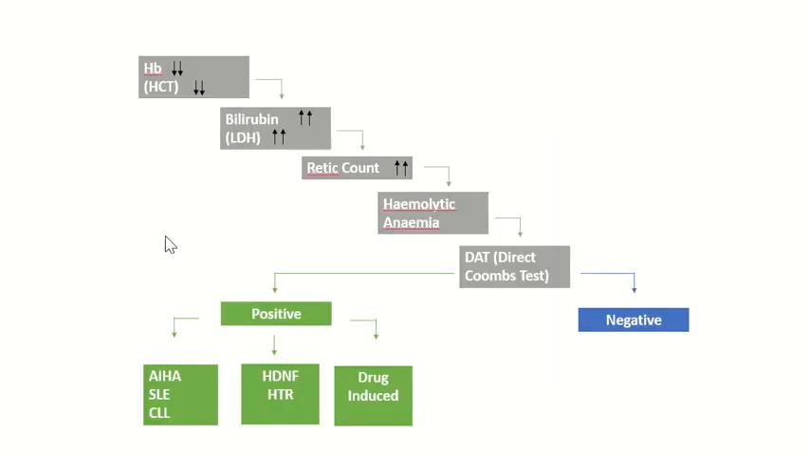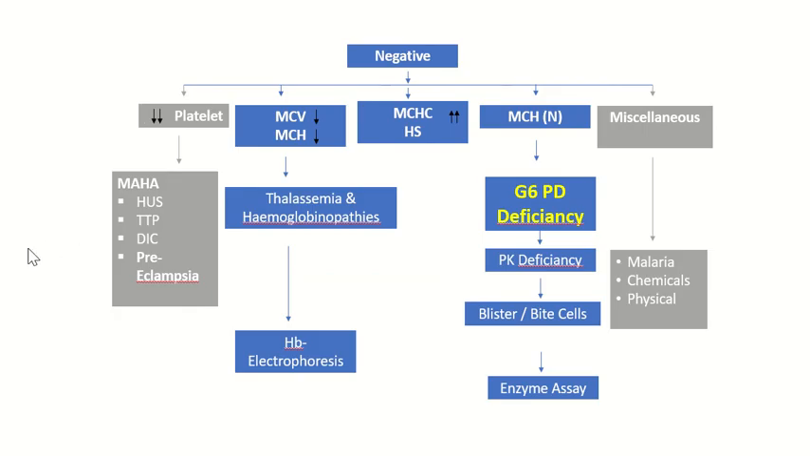So, how will we diagnose these patients? Hb level will be decreased, bilirubin and retic count will be increased, LDH will be increased. So, it will be hemolytic anemia. The Coombs test will be negative. In hereditary spherocytosis, MCHC will be increased, while in G6PD deficiency MCH will be normal and the G6PD enzyme level will be decreased on enzyme assay.